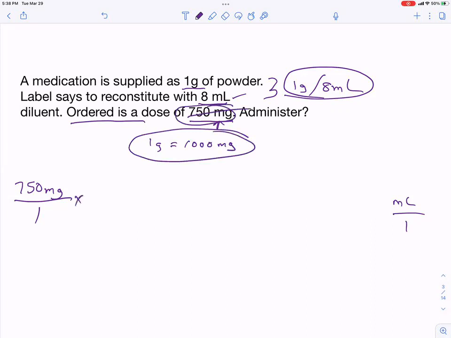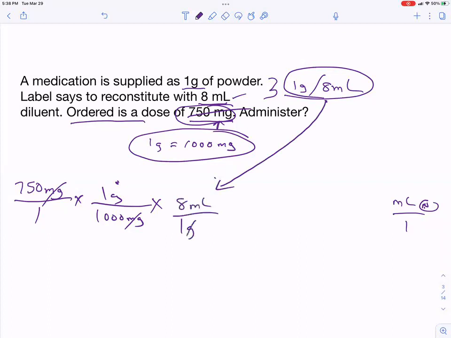So now let's get rid of the milligram because I've got to get to milliliters in my numerator. So there's 1,000 milligrams in 1 gram. That gets rid of my milligrams. So now how am I going to get rid of my grams? I'm going to go to my problem. There's 1 gram in 8 milliliters. That gets rid of my grams. It leaves me milliliters, and that's exactly what I want. All of my units that I don't need have been canceled out, and I have exactly what I need.